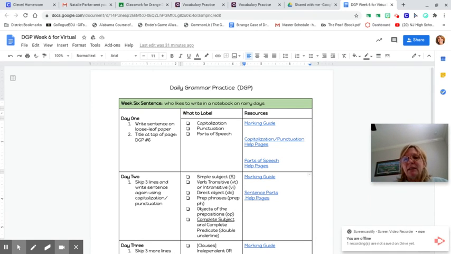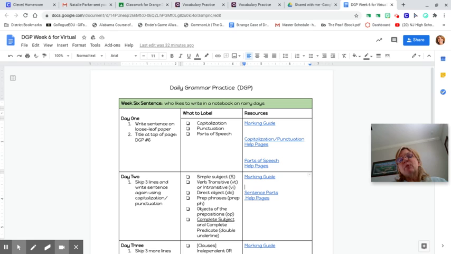But anyway, the first thing we want to do this morning is complete our daily grammar practice. Now, today you're going to spend a little bit more time on it, because you're going to complete the whole thing today. You're going to do week 6 sentence on a piece of loose leaf paper. Who likes to write in a notebook on rainy days? That's our question. Ooh, I gave it away. Who likes to write in a notebook on rainy days? So you'll write that on your paper.